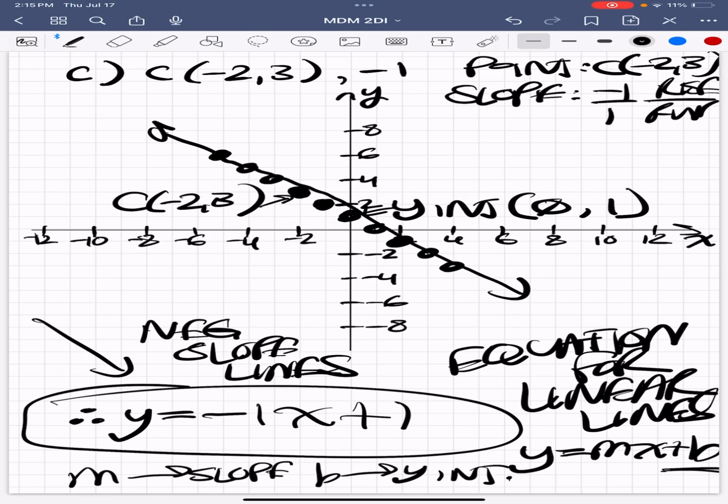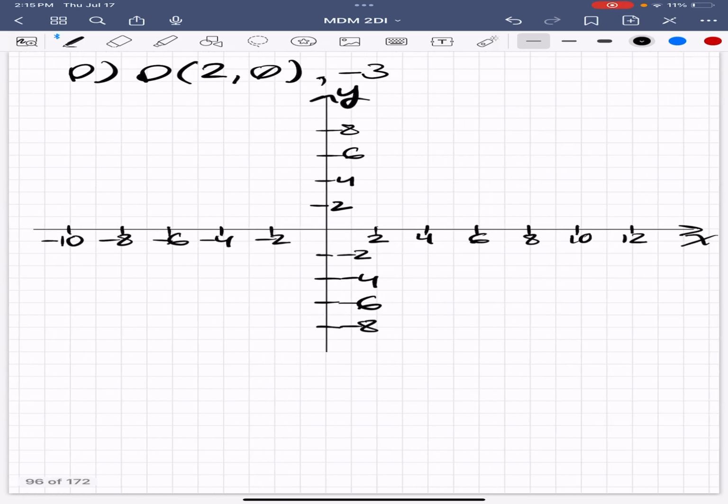So that's what we're basically doing, is we're graphing the line until we get the y-intercept. And then we put the y-intercept in with the equation of the line, because not only are we supposed to graph the line, but we're also supposed to find the equation for the line as well. Moving on. So we have the point and then the slope.